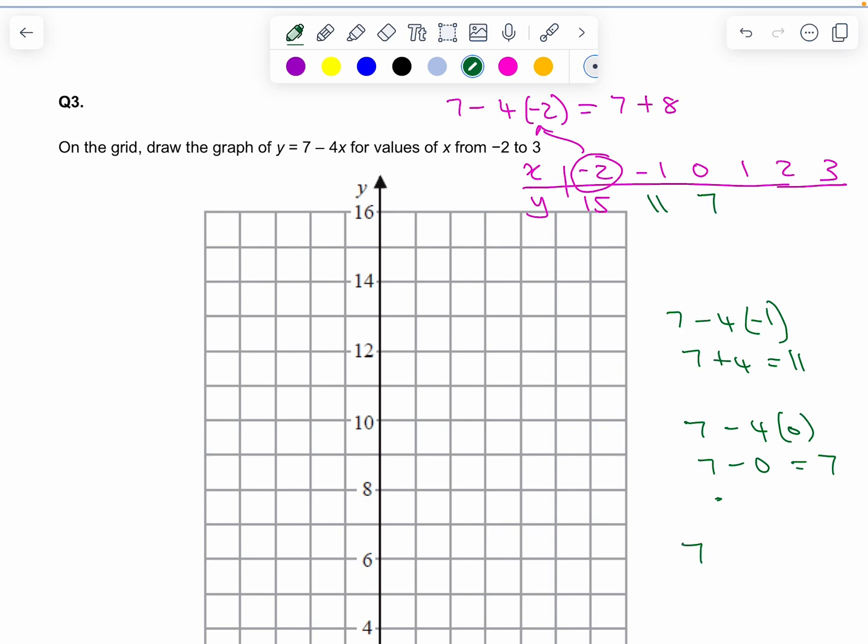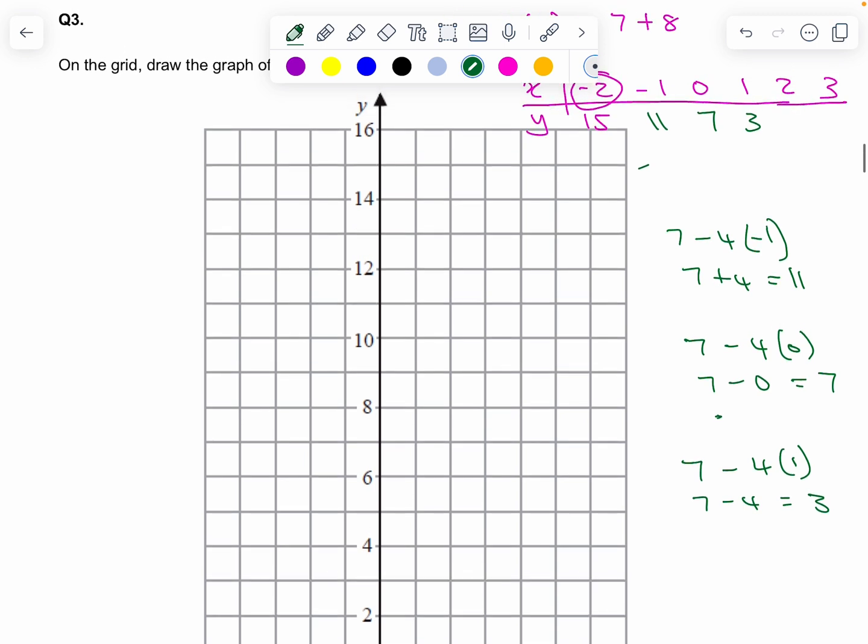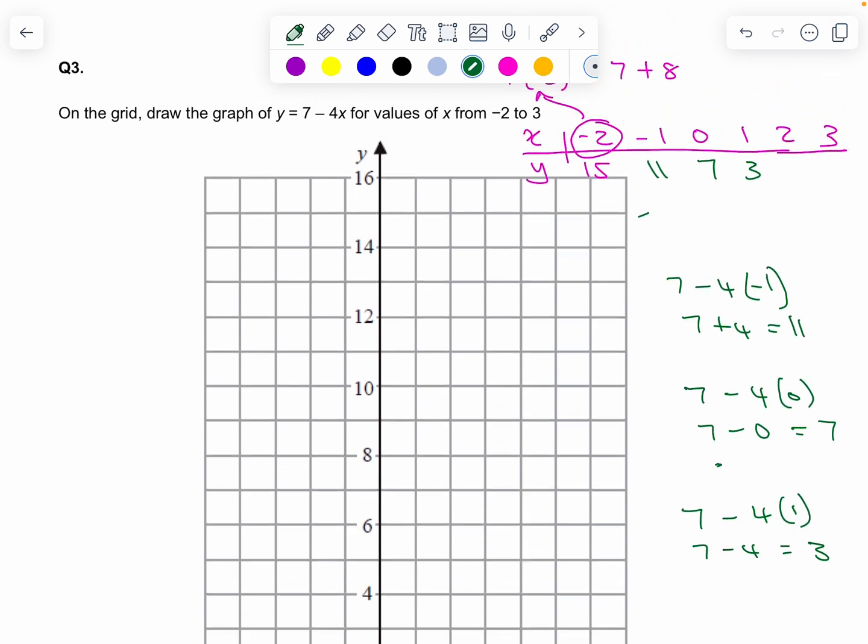Next one is 7 take away 4 times 1. 4 times 1 is 4, so 7 take away 4 gives you 3. To be honest, most of you would have spotted a pattern that the numbers are going down by 4 each time. But say if you didn't realise that, that's fine. You can still just carry on working it out.